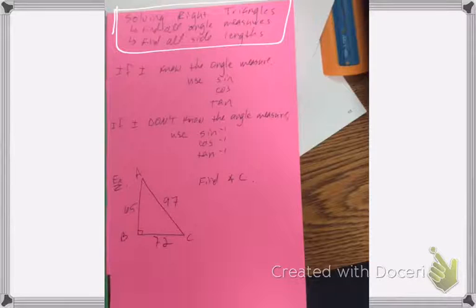So, some things you want to keep in mind when you're solving right triangles. If I know the angle measure, I have an angle measure to put into sine, cosine, and tangent, I'm going to use regular sine, cosine, and tangent. They need an angle measure. Okay, if I don't know the angle measure, then I'm going to have to use inverse to get the angle measures, right? I have to use the inverse to get the angle by itself and to find it.